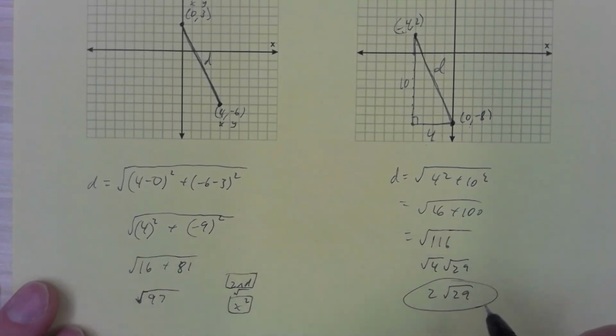Okay, so in this case, I'll just leave these as simplified radicals, but we can also plug these into our calculator to get a decimal approximation.